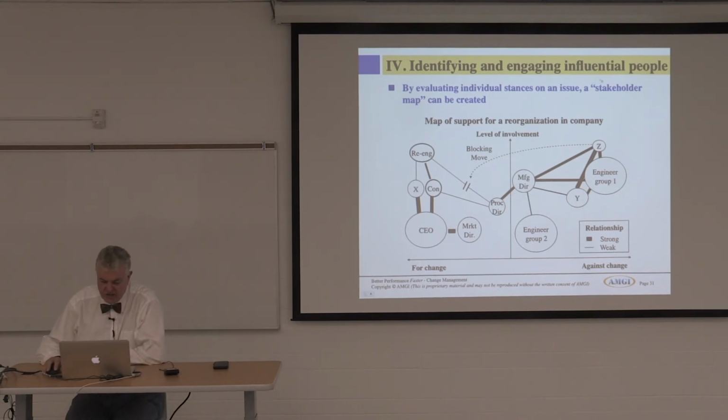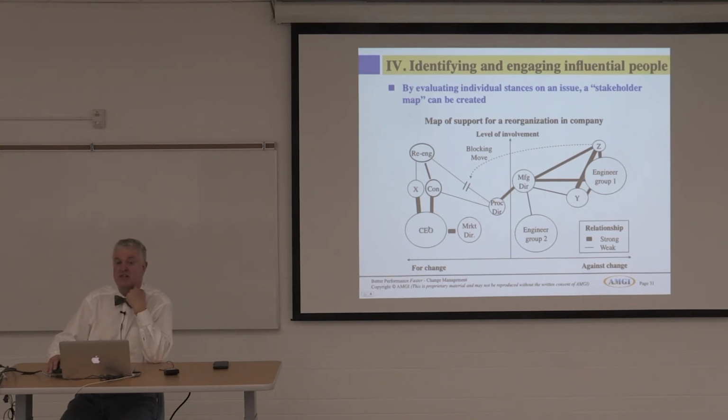Now there's an individual here, this Mr. Z, Mrs. Z, who has very powerful influence in the company. Perhaps has been in the company a long time, perhaps may even be a family member of the company, and has big influence with the manufacturing directors and is pulling that manufacturing director onto the fence. This is the level of involvement.